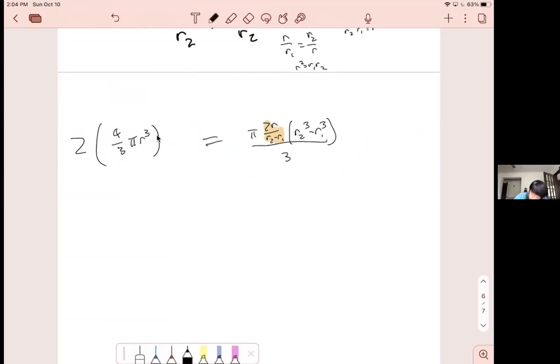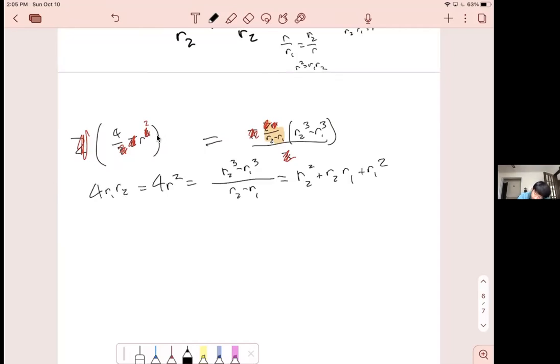Firstly, let's do some cancellation. Okay, pi gone. Factor of R gone. Factor of 2 gone. Factor of 3 gone. And so this leaves us with 4R squared equals (R2 cubed minus R1 cubed) over (R2 minus R1). If you remember your difference of cubes formula, this is actually equal to R2 squared plus R2 times R1 plus R1 squared. And we also know that 4R squared is equal to 4R1 R2.